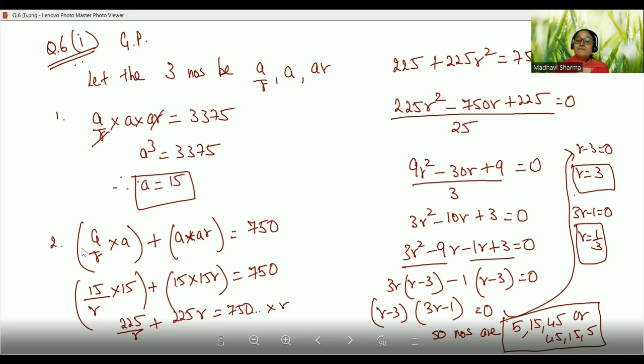Second one, the second part says the product of the first two when added to the product of the second two, your answer is 750. I get a quadratic equation, and through that quadratic equation, I get my R as 3 or my R as 1 upon 3. Substitute both in A upon R, A and AR. Hence, my numbers will be 5, 15 and 45. And the second one is 45, 15 and 5.